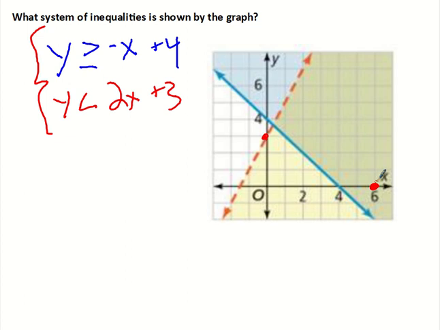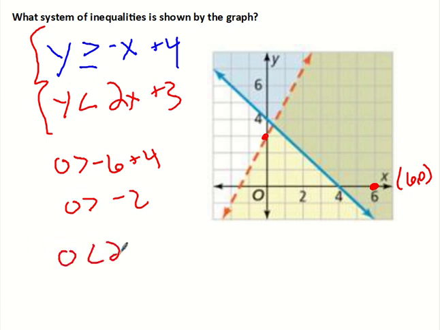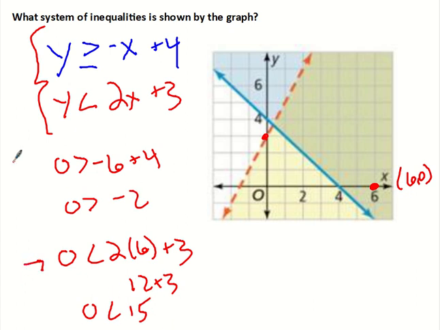If I take this point (6, 0), I want to see if (6, 0) is a solution to both of these. When y is 0 and x is 6, is this going to work? Well, is 0 greater than -2? It is. So it works for my first one. Then I'm going to plug it in here for 2x, so 2 times 6. I chose this point because I like working with 0. It's easy, and I could tell it's in both solution sets. So I get 0 is less than 15. Is that true? It is. So it works for both of my inequalities. Because that point worked for both of them, I did it right.